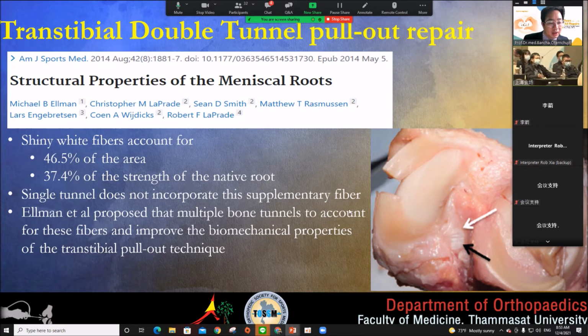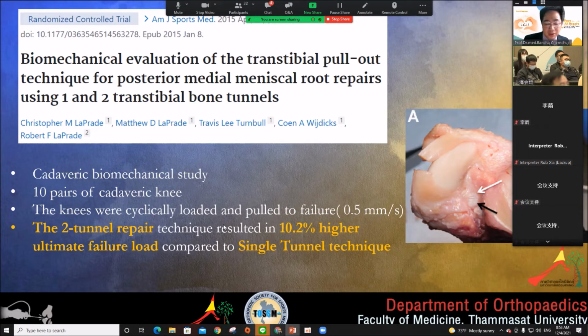So from the study, they found that for the meniscus root, if you use a single row or single tunnel, sometimes it's not adequate because there's a shiny white fiber. This shiny white fiber accounts for 46% of area and 37% of the strength of the native root. So this single tunnel doesn't incorporate this supplementary fiber. So they recommend the double tunnel for this meniscus root.